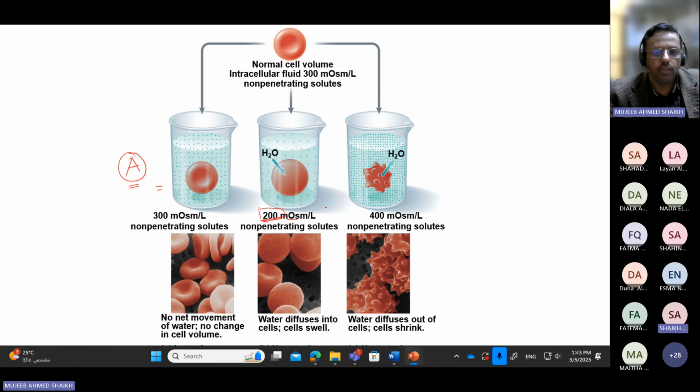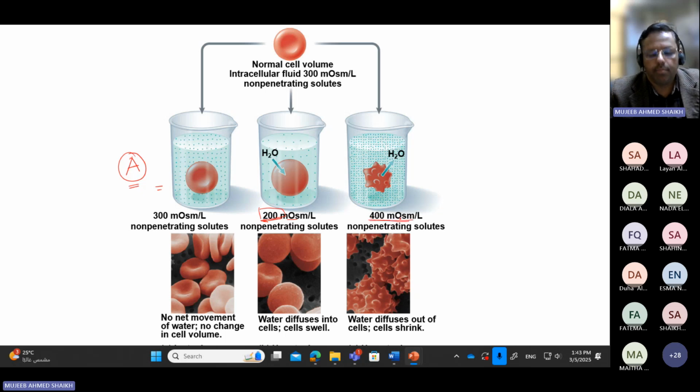Water will move into the cell or out of the cell? Into the cell, because outside it is more water, inside it is more concentrated. Concentration is 300 inside, outside is 200. So water will be moving into the cell. The cell will become swollen. And the third one, here the solution is 400 milliosmol.